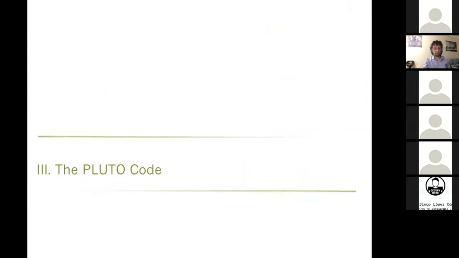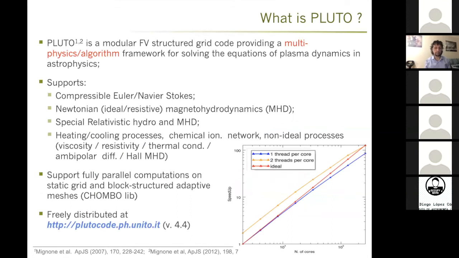Now, let's see in brief what the PLUTO Code is, what it does. I know some of you are already using the code, so let me give a very brief introduction to the code. There is a website, the current version is 4.4. Now, PLUTO has been designed as a modular code, it's finite volume, and wants to provide a multi-physics, but also a multi-algorithm framework to solve the equations of plasma dynamics in astrophysics. Now, the current support goes towards the compressible Euler-Navier-Stokes equations, Newtonian magneto-hydrodynamics, but also the extension to relativistic. So we have special relativistic hydro and MHD, and recently also resistive relativistic MHD.